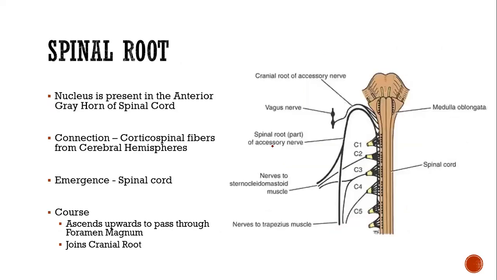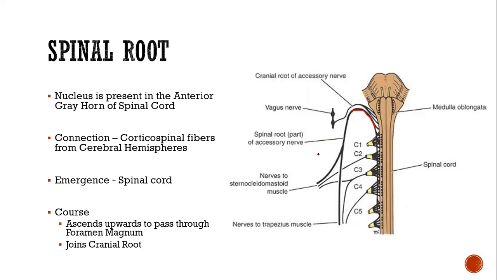Now, as far as the spinal root is concerned, as the name suggests, it originates from the spinal cord, and these nuclei are present in the anterior gray horn of the spinal cord in the cervical region. This is also connected to the corticospinal fibers from the cerebral hemisphere, and it emerges from the spinal cord. You can clearly see it here. This is where this nerve is emerging from. That's the spinal root of the accessory nerve.